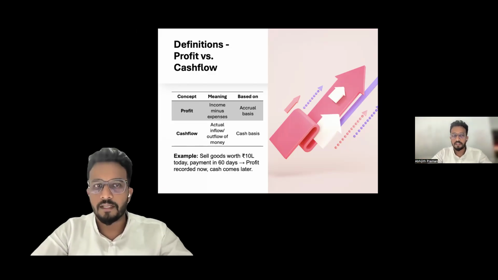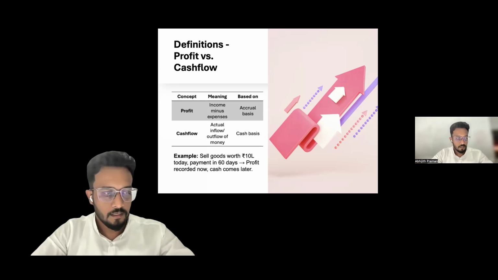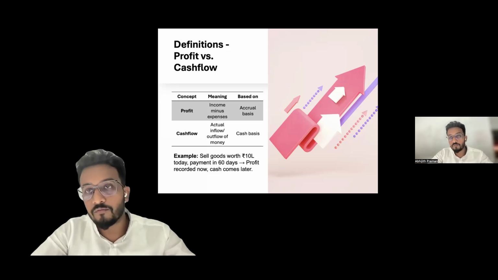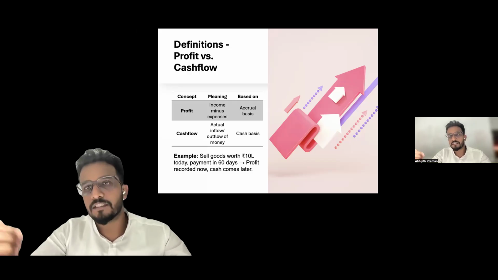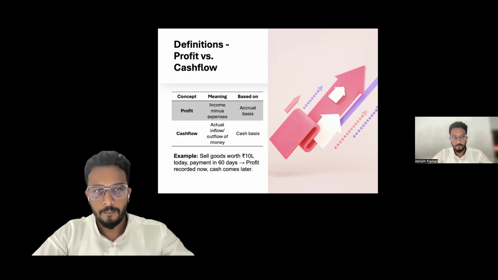So profit is income minus expense. It is booked based on accrual basis. Cash flow is actual inflow or outflow of money. It is based on cash basis.